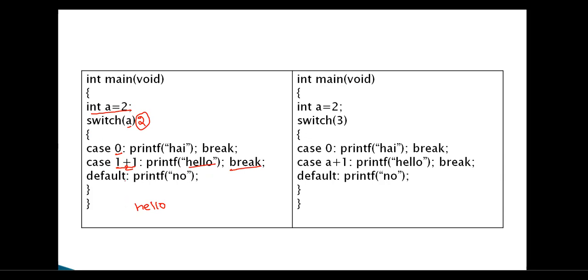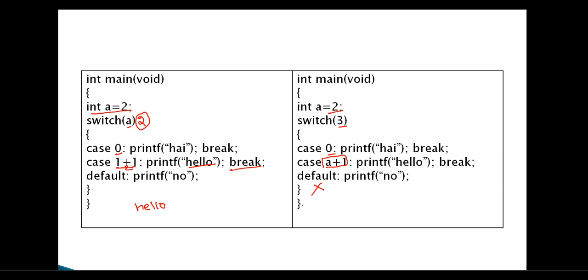Exactly the same question with a different type. I am declaring again a is initialized, a is equal to 2. For example, switch of 3. So that is not a problem. Case 0, here case a plus 1. What happens? A is replaced with 2, 2 plus 1 is 3. You assume like that. So please don't assume like that.